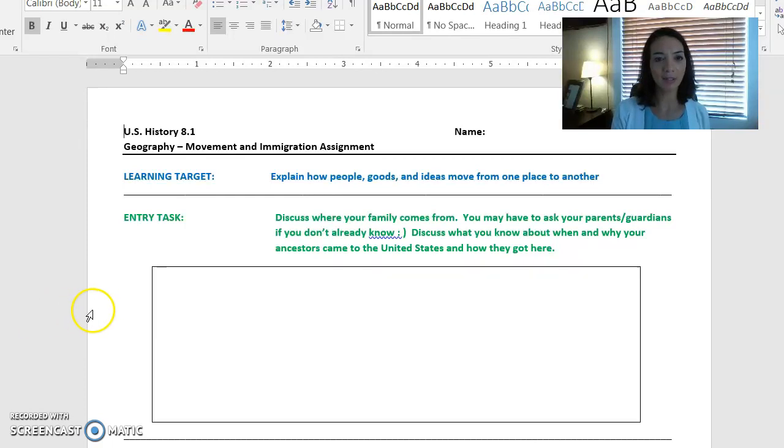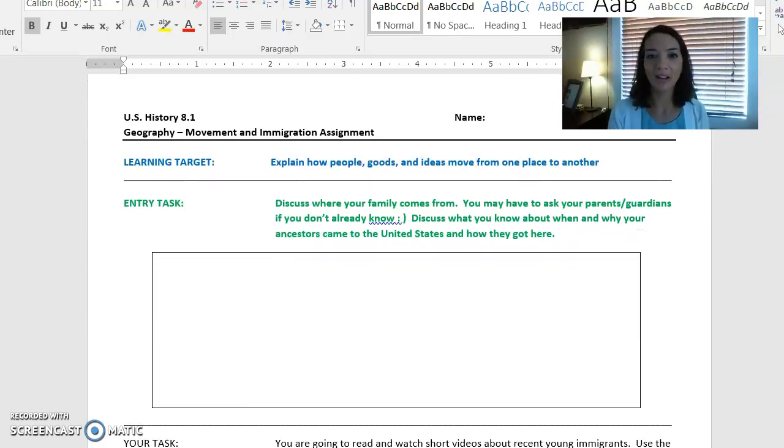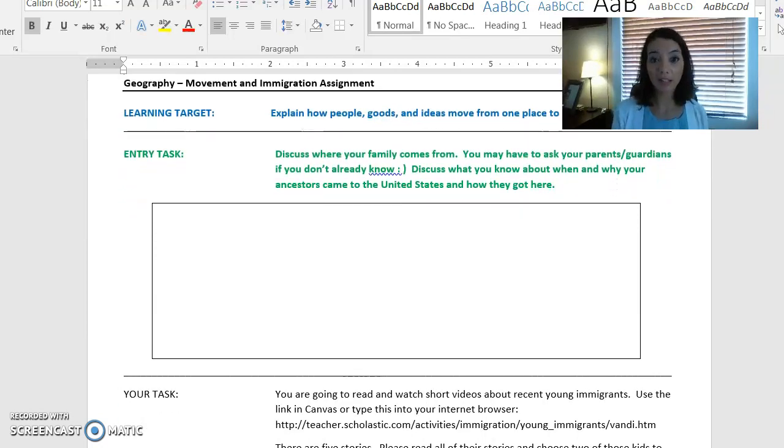It says, where's my cursor? It says that you are going to explain how people, goods, and ideas move from one place to another. So in the lesson, in the stories, you are going to focus specifically on these 5 kids, these people, but you will also understand how goods and ideas are moving with them. Okay, now before we get started, the entry task is going to help you get your brain started with what is going to come.